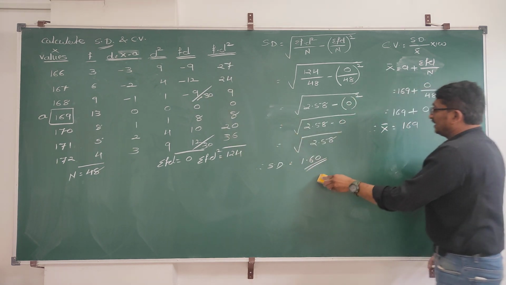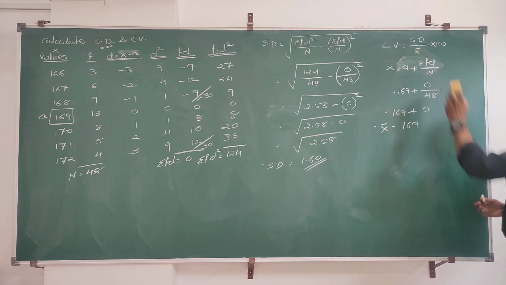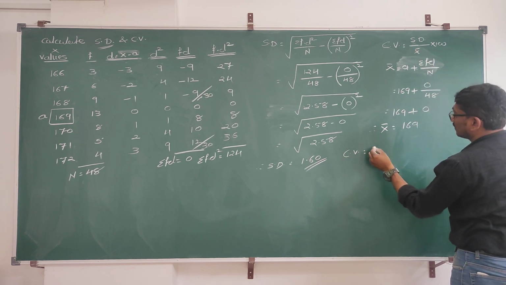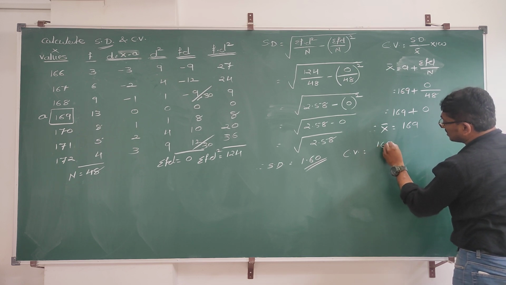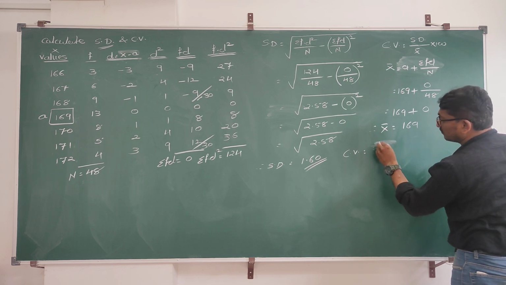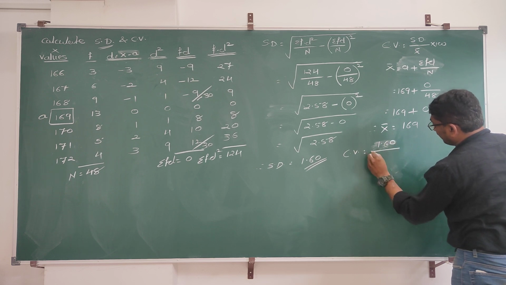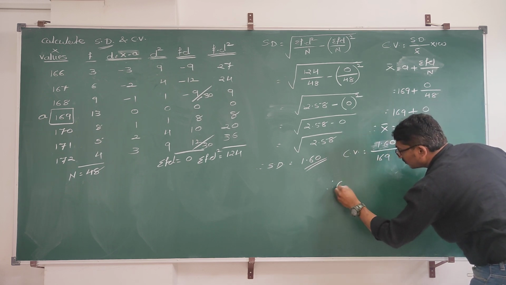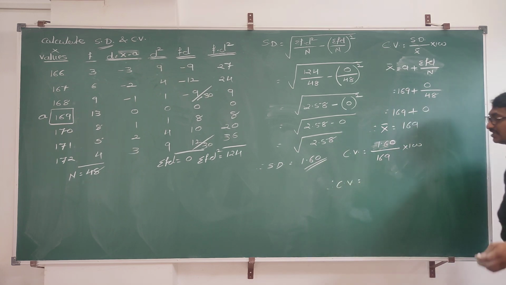Okay. Now you know standard deviation, you know x bar. Go for CV. CV is equal to standard deviation is 1.60 divided by mean is 169 into 100. Therefore, CV value is, check the answer.